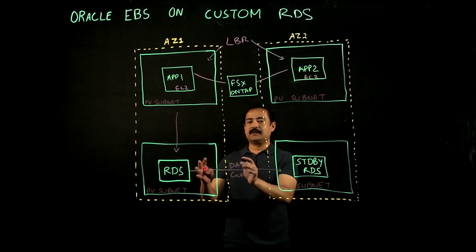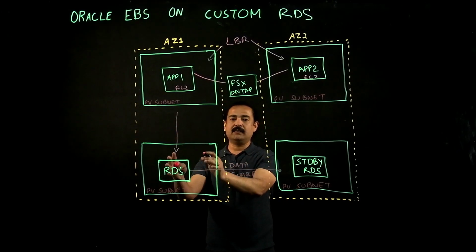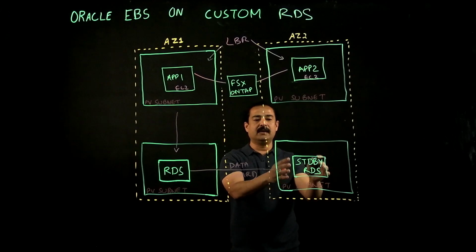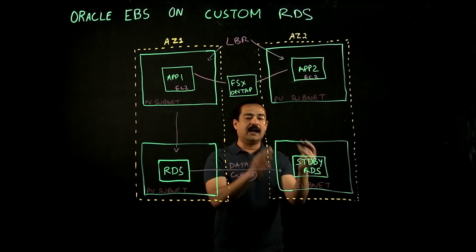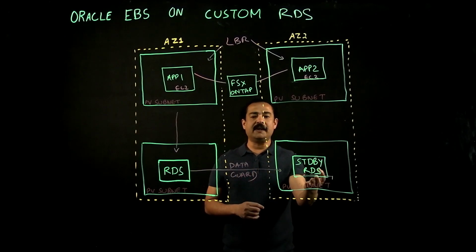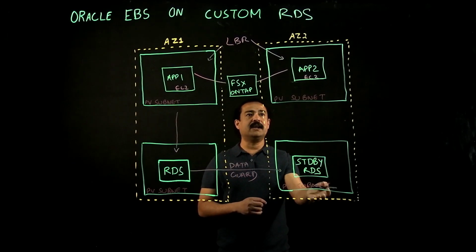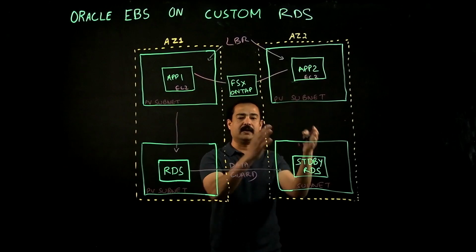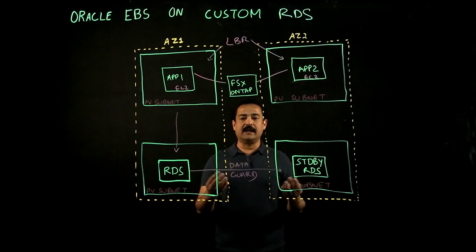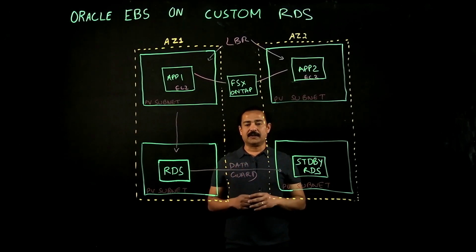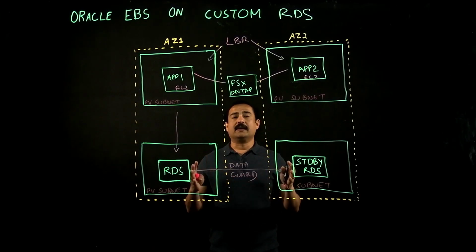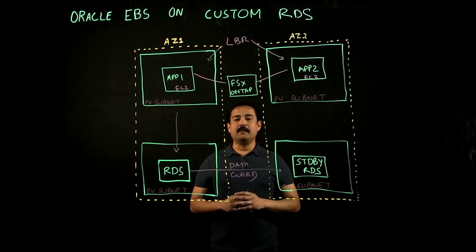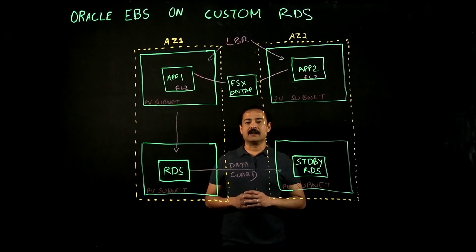If the primary Custom RDS goes down, Data Guard is going to fail over the database to the standby RDS, which is running in a different AZ. The moment the failover happens, the standby RDS becomes your primary database, and you can configure the Oracle applications on this database. In that case, you are running Oracle applications without any problem. So this demonstrates the deployment of Oracle EBS on Custom RDS.